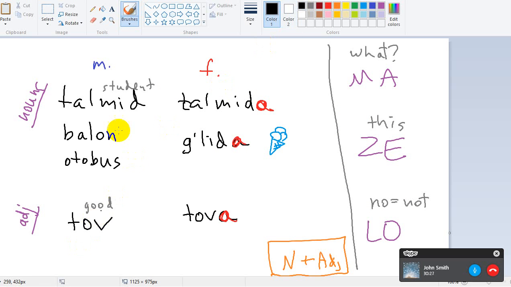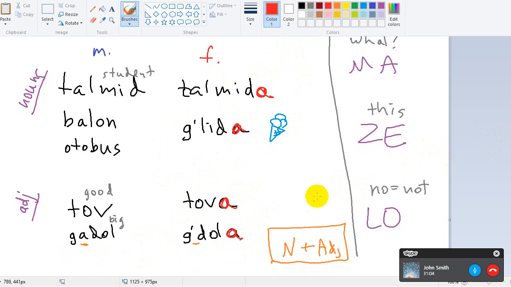Let's add another adjective, gadol. Gadol means big. How do you say this is a big bus? Ze otobus gadol. And if you want to say it's a big ice cream, how do you say that? Ze glida g'dola. This a sound kind of runs away. Okay, pay attention to that. GADOL G'DOLA. Ze GLIDA G'DOLA.